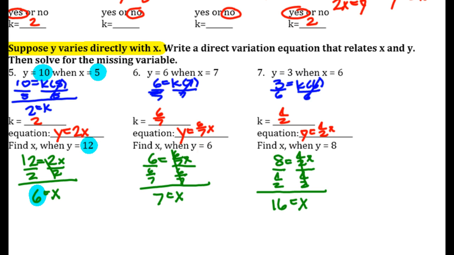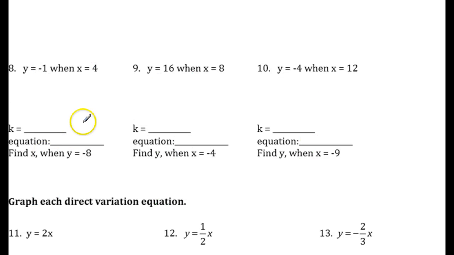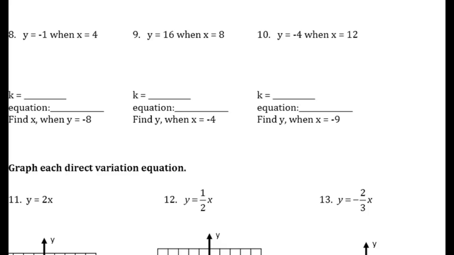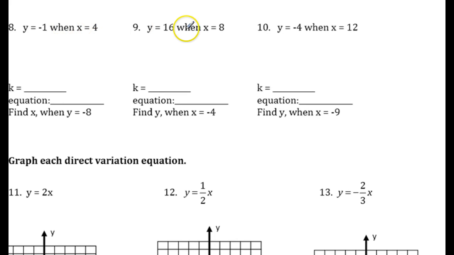All right, so on the next page, what I want you to do is to pause the podcast. I want you to try numbers 8, 9, and 10. This is still the same kind of problem. We are still using direct variation and going through the steps and making a new equation, then solving it out again. All right, so pause it, try these 3, unpause it to check your answers.